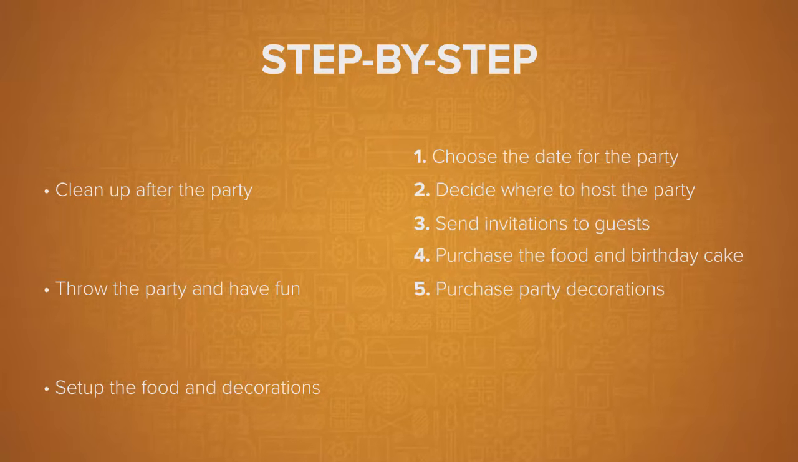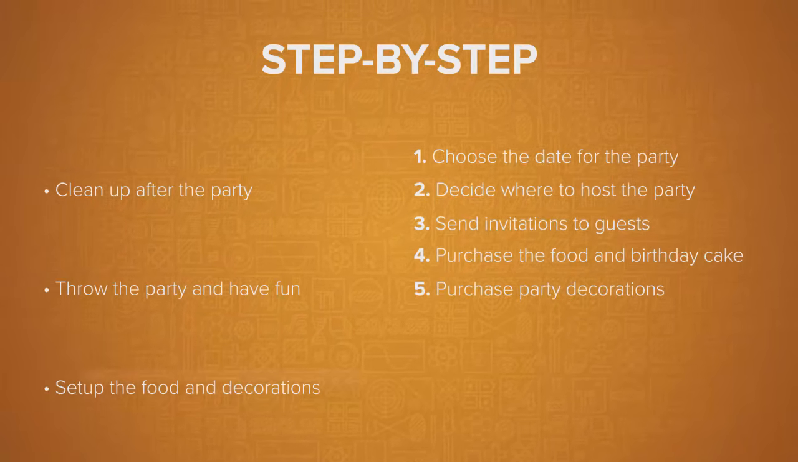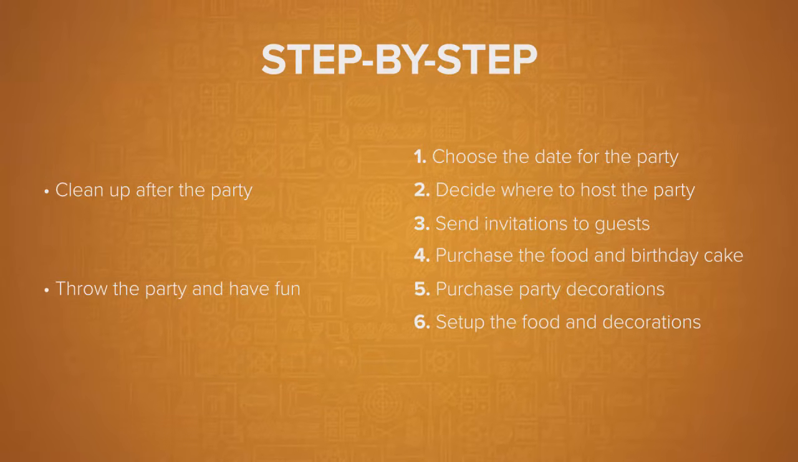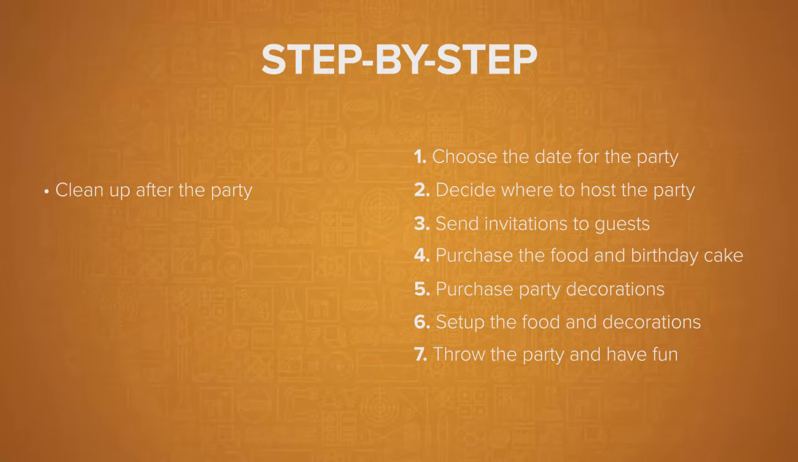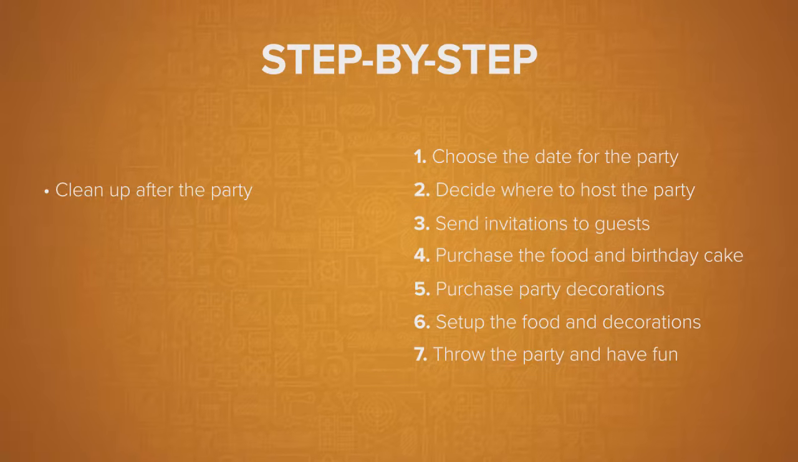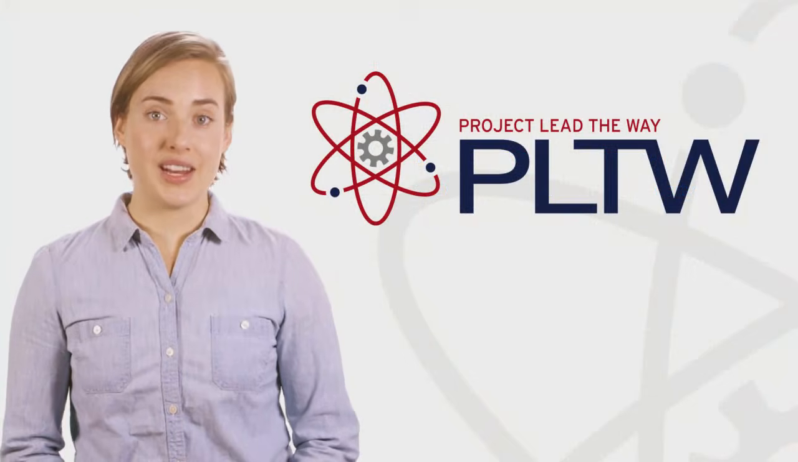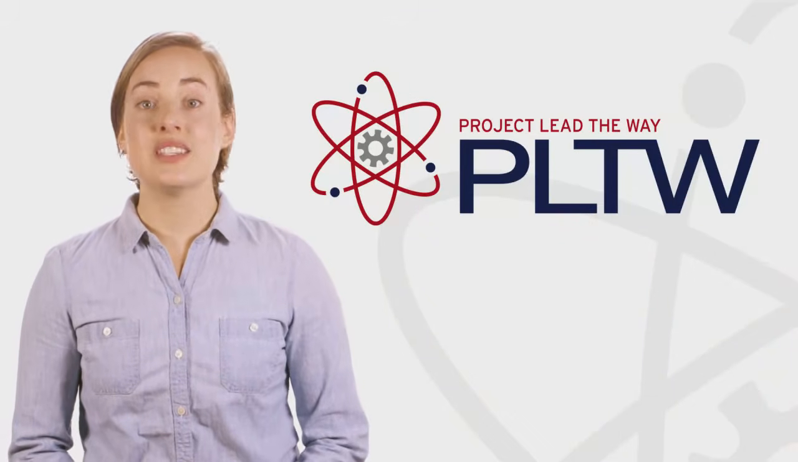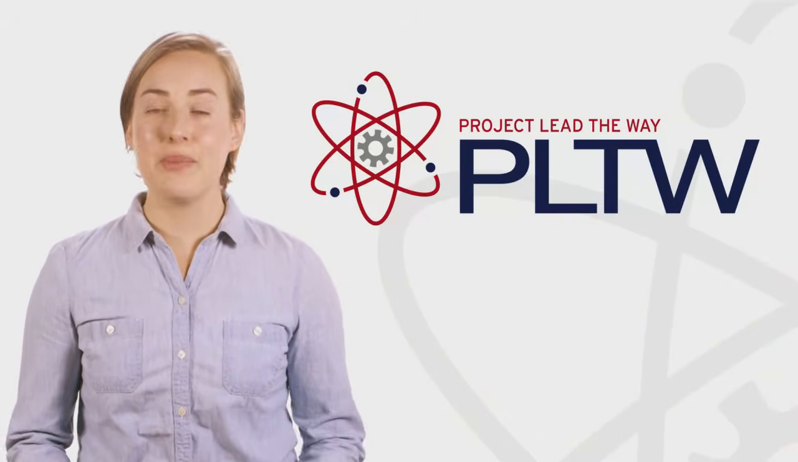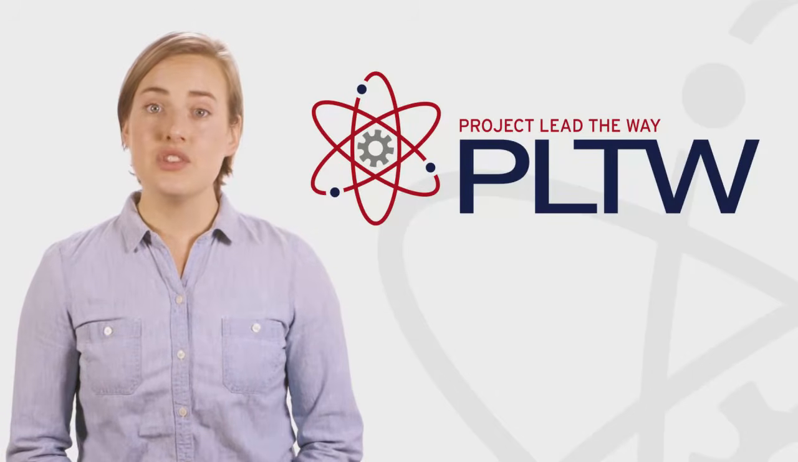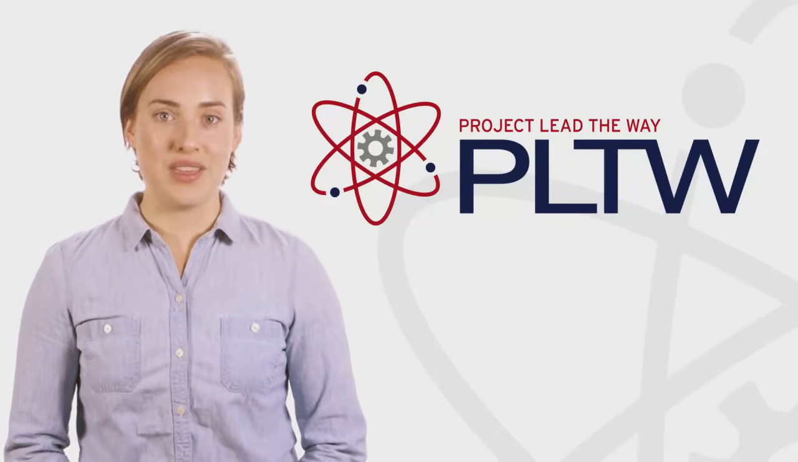Step 5, purchase the party decorations. Step 6, set up the food and decorations. Step 7, throw the party and have fun. And Step 8, clean up after the party. Now that the steps are organized, you can see how easy it would be for someone else to follow the directions and plan the party. This written list is just one way you can organize an algorithm.